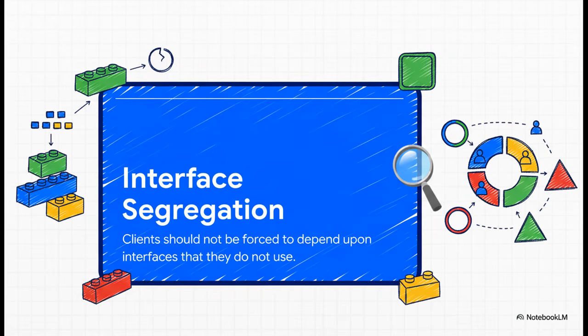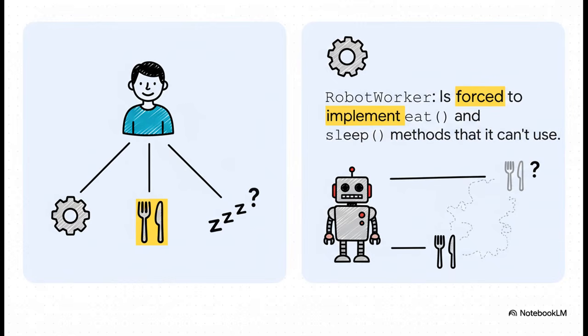A class shouldn't be forced to implement a whole bunch of methods it has absolutely no use for, just to satisfy some bloated, oversized interface. And this is a perfect illustration. If we have one big worker interface, are human workers totally fine?